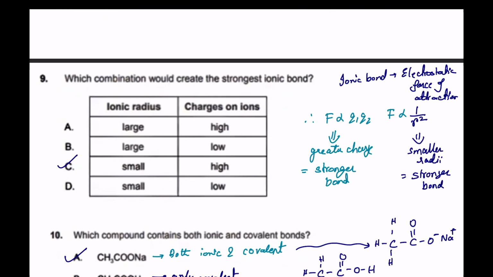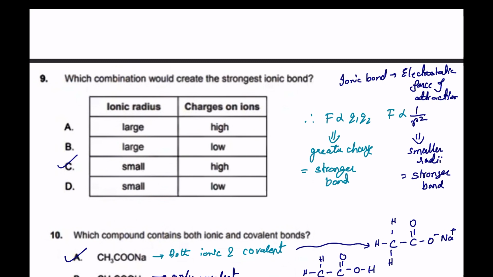Now in question 9, which combination would create the strongest ionic bond? Now we have the combinations like this: ionic radius large, charge on ion side. How to solve this question? We just need to know that an ionic bond is actually nothing other than the electrostatic force of attraction between two oppositely charged ions.